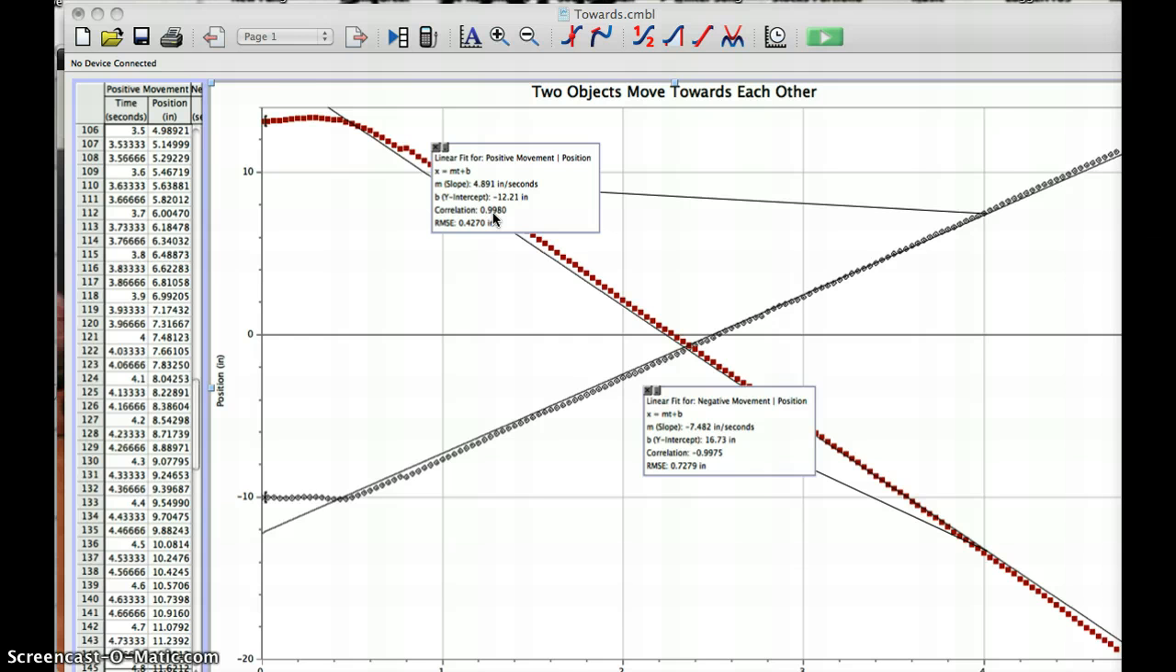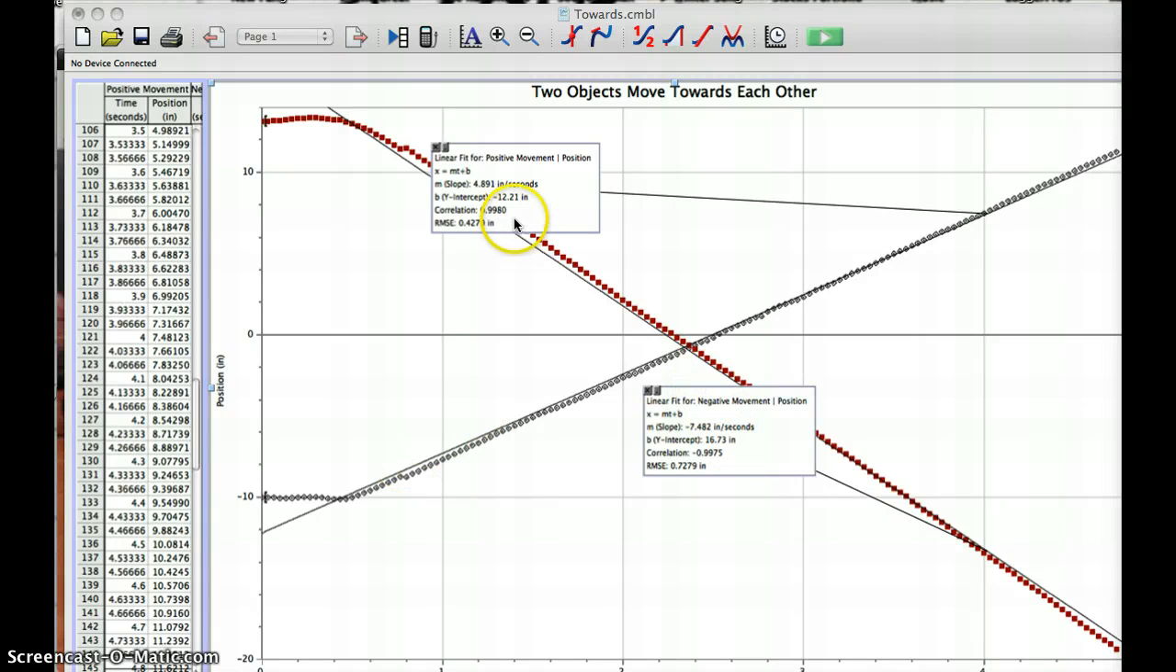And for the blue BPV going in the negative direction, the slope was roughly -7 inches a second. So every second the BPV would go 7 inches in the negative direction. So that in this scenario would be going from right to left, and its y-intercept is roughly 17 inches, which means its starting point was 17 inches in the positive direction in comparison to the origin.